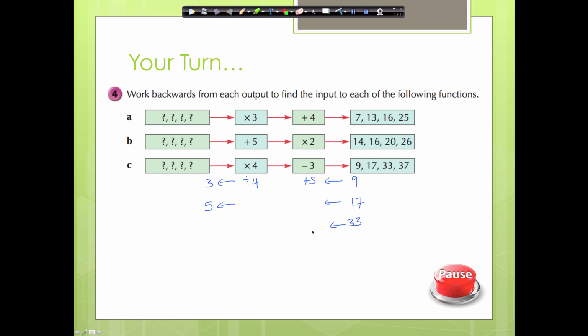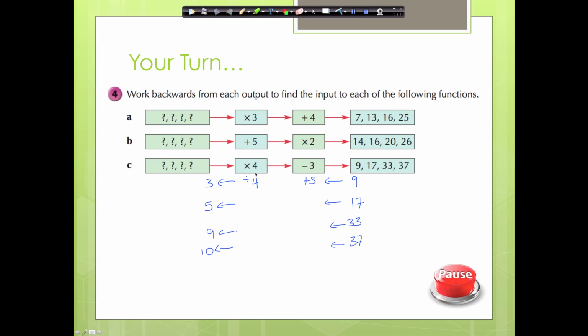The next one is 33. 33 add 3 is 36. Divided by 4 gives me 9. And then the last one is 37. 37 add 3 gives me 40. 40 divided by 4 gives me 10. So those are the answers. If you follow that method for all 3 questions, then you should have the correct answers. And remember, you can always check them by working forwards again.